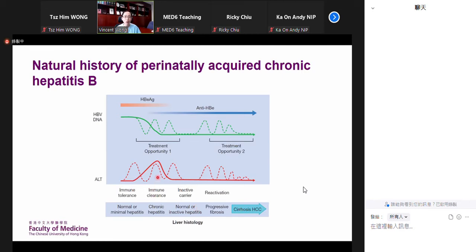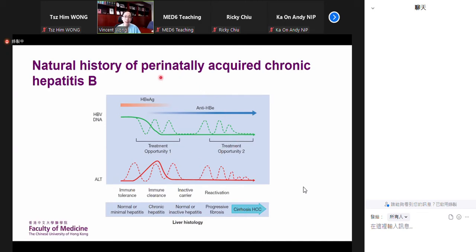However, some patients would be less fortunate, so they still fight against the virus, but the virus remains active, and therefore there would be prolonged natural inflammation in the liver. So sometimes it may be persistently inflamed, but more often than not, there would be fluctuation in the ALT over time. Regardless, over time, the patient would sustain liver injury, so much so that there would be accumulating liver fibrosis, and finally, to the stage of liver cirrhosis and liver cancer, or liver decompensation.